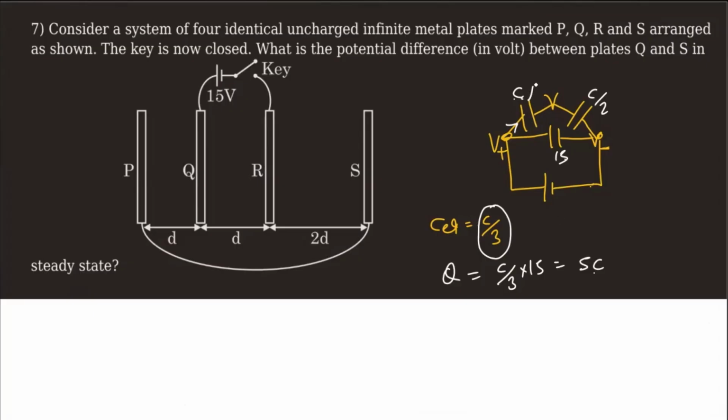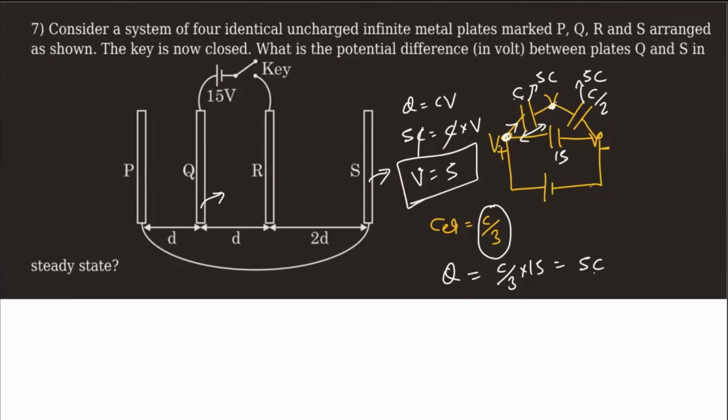Means this capacitor will get 5C charge and this capacitor also 5C because they are in series, right? So this is having 5C charge. This is having 5C charge. Now, what is the potential difference across this? Why is it important? Because potential difference across it will be equal to V plus minus V. That is what we have to calculate. Potential difference between Q and S. So Q equal to CV formula you use. And Q is 5C, C is C, and this is V. So V will be how much? This is going to be 5 unit. That is 5 volt. So answer should be 5 volt, right?